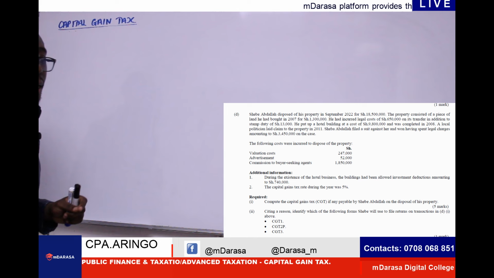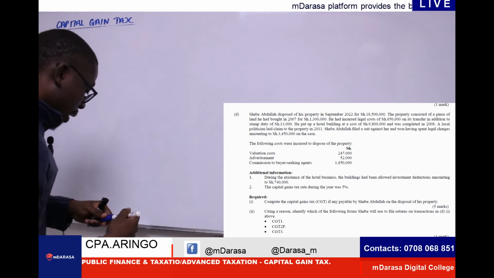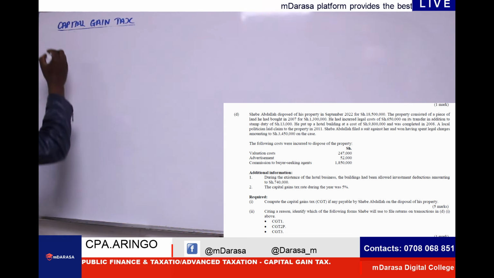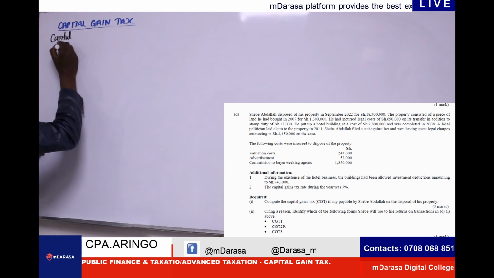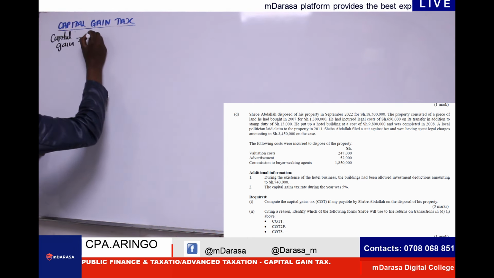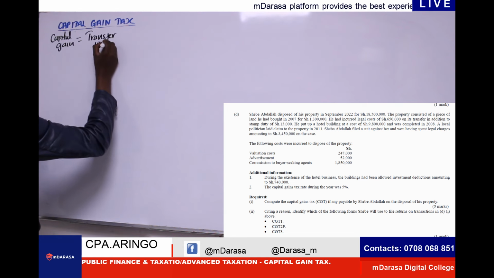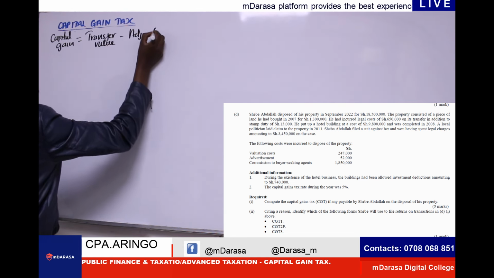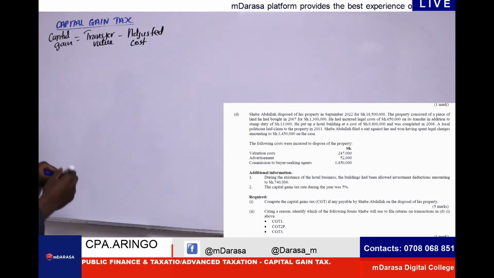So we are talking about our capital gain, where we know very well, we've stated clearly, for us to determine our capital gain, we'll be talking about our transfer value minus our adjusted cost. This is what we've stated here. So, task one, let us determine our transfer value.